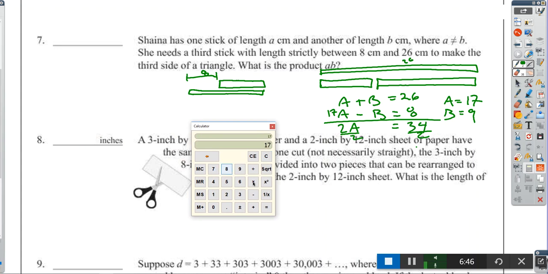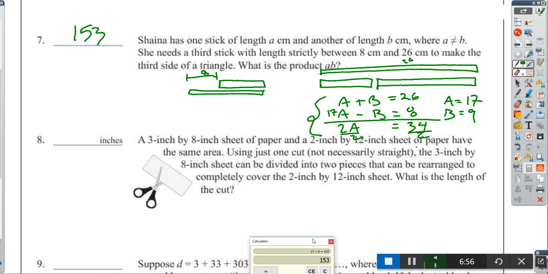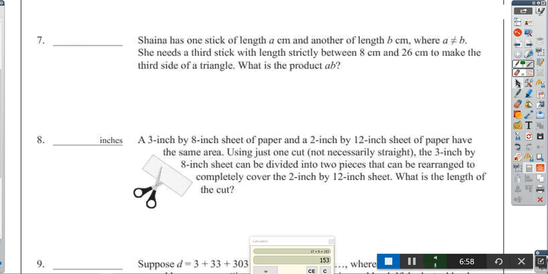So 17 times 9 is equal to 153. And that's it. Being able to write equations and solve a system of equations makes things really, really simple. All right.